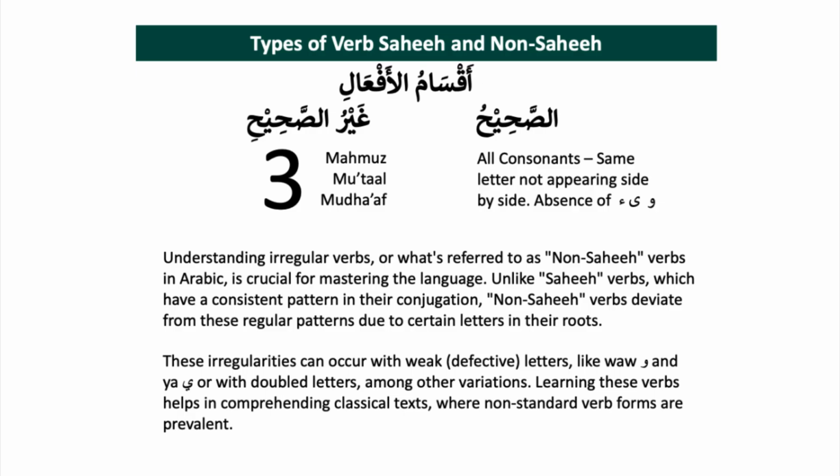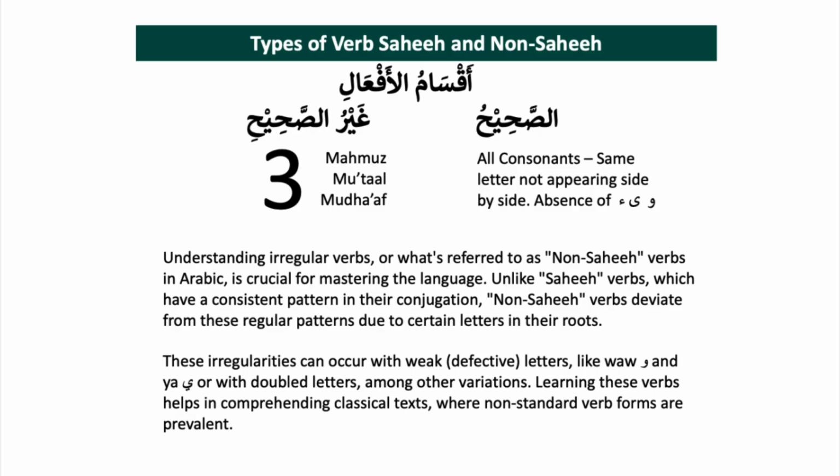Now we divide ghayru sahih verbs into three main types. Mahmuz, verbs that contain a hamza. Mutal, verbs that contain weak letters, waw or ya. Muda'af, verbs that have doubled letters. So this is the first big understanding of the lesson. Sahih equals regular, no weak letters. Ghayru sahih equals irregular due to hamza, weak letters, or doubling.